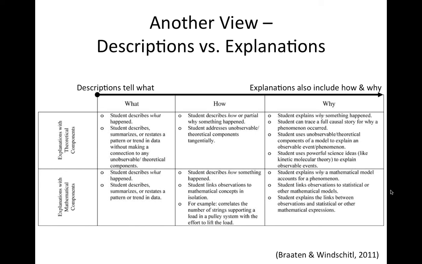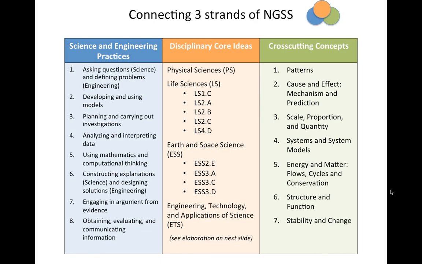At an intermediate level, they might be describing how, and at the higher level, they're hopefully using theory and scientific models and principles to explain the causal story for what's going on with an event or phenomenon. And John's going to give some examples of this as we move through. So Sylvia, did you want to talk about this slide?